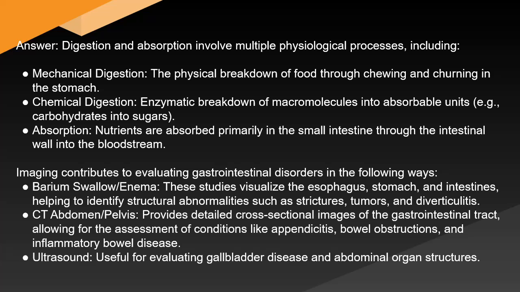Imaging contributes to evaluating gastrointestinal disorders in the following ways: barium swallow and enema. These studies visualize the esophagus, stomach, and intestines, helping to identify structural abnormalities such as strictures, tumors, and diverticulitis. CT abdomen pelvis provides detailed cross-sectional images of the gastrointestinal tract, allowing for the assessment of conditions like appendicitis, bowel obstructions, and inflammatory bowel disease. Ultrasound, useful for evaluating gallbladder disease and abdominal organ structures.